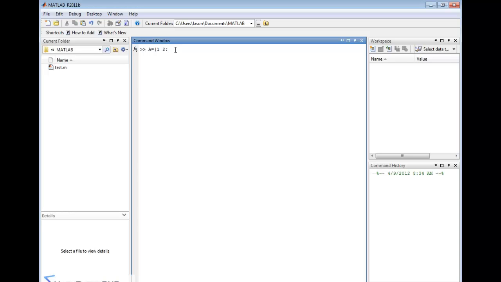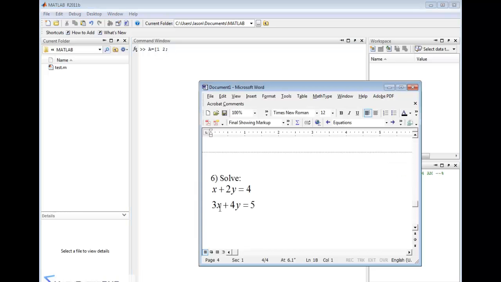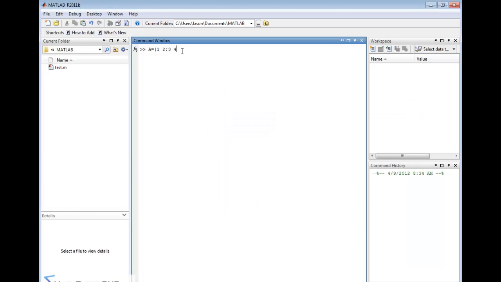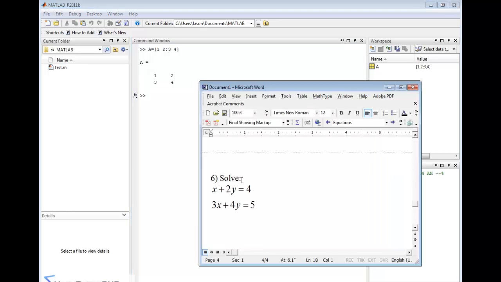Then we put a semicolon. That tells MATLAB that the next row of the matrix is as follows, 3x plus 4y. So we put 3 space 4. That is the second row. When I hit enter, I've assigned this 2 by 2 matrix to variable A. Notice I have a 1, a 2, a 3, and a 4, and this all matches what I have on the left-hand side of the equal sign.